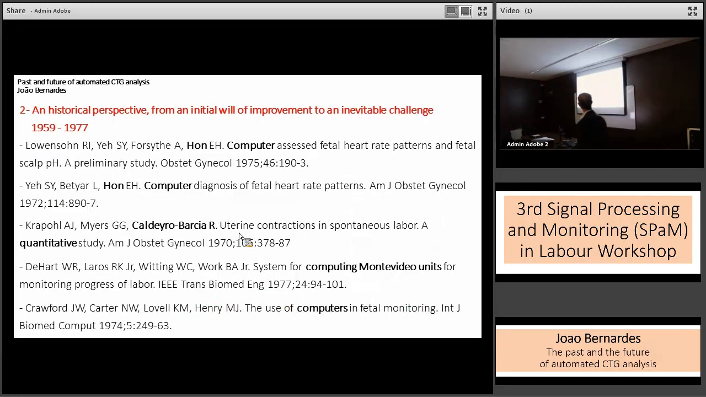Here you can see some of the initial papers on computer analysis of CTG by Hon, by Caldeyro-Barcia, and other contemporary colleagues. At this time, they wanted to enhance the possibilities of traditional CTG. They wanted to measure uterine contractions, to quantify variability, to measure deceleration areas, and so on. They wanted to do this at a time when we were still very far from personal computers. So it's interesting how early this began, many years before the development of personal computers.